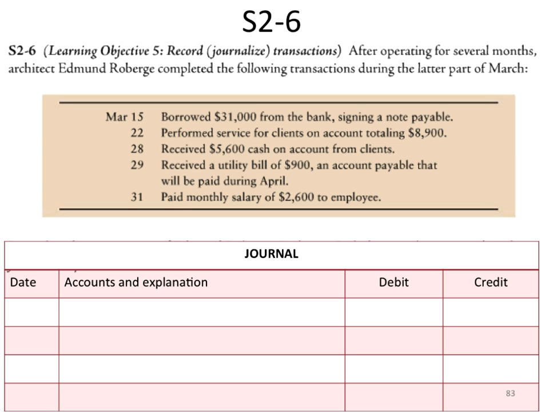Okay, so what you should write right now on that first line of the journal entry is cash debit for $31,000. Okay, so you see what we just did?